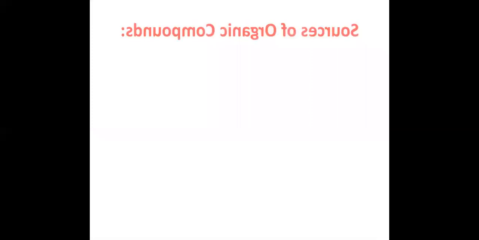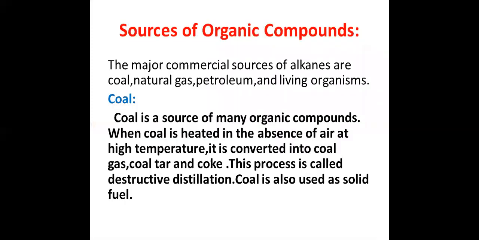Now we will discuss the sources of organic compounds from dead plants and dead animals. The major commercial sources of alkanes are coal, natural gas, petroleum, and living organisms. So these are the main sources of alkanes. Coal is a source of many organic compounds.